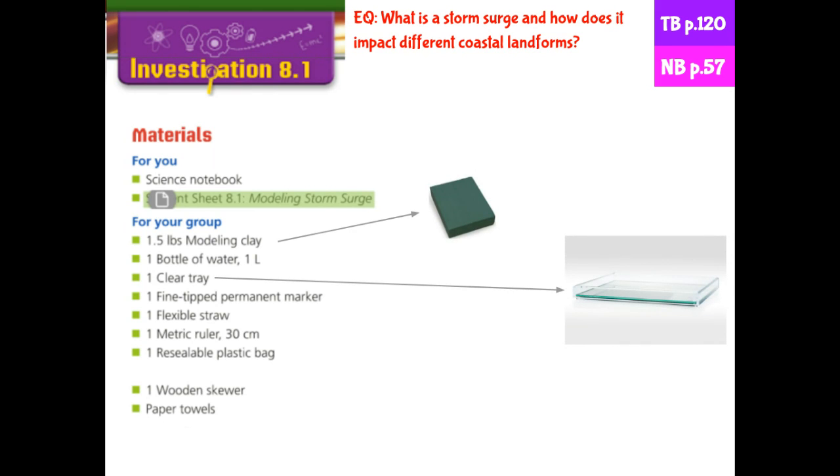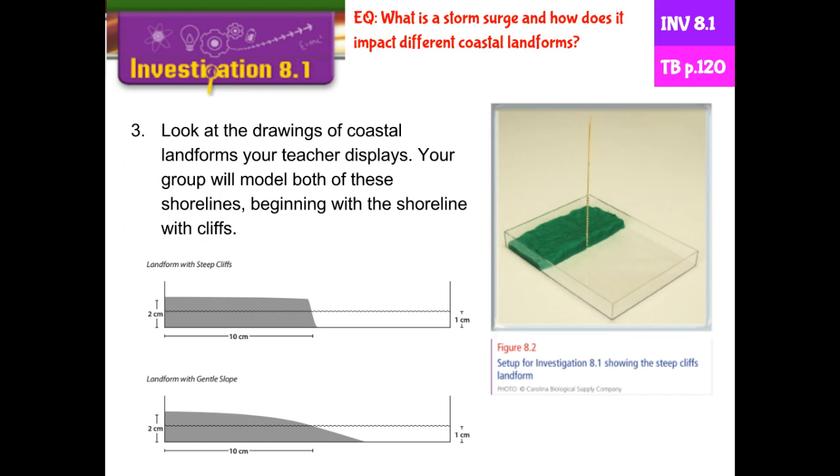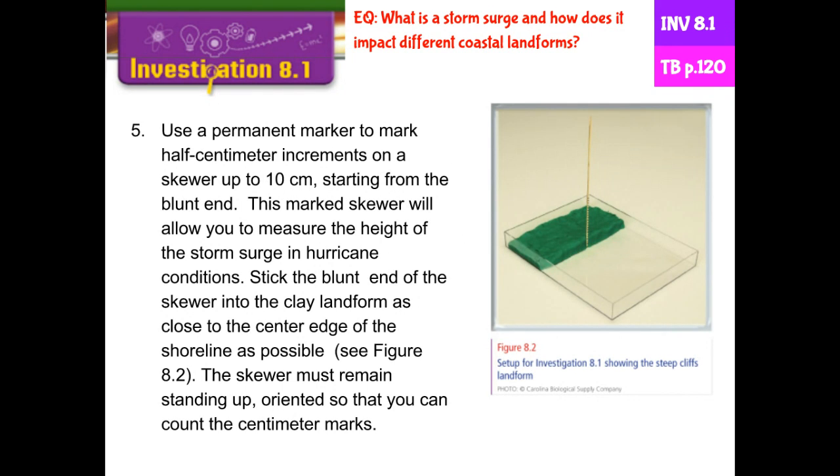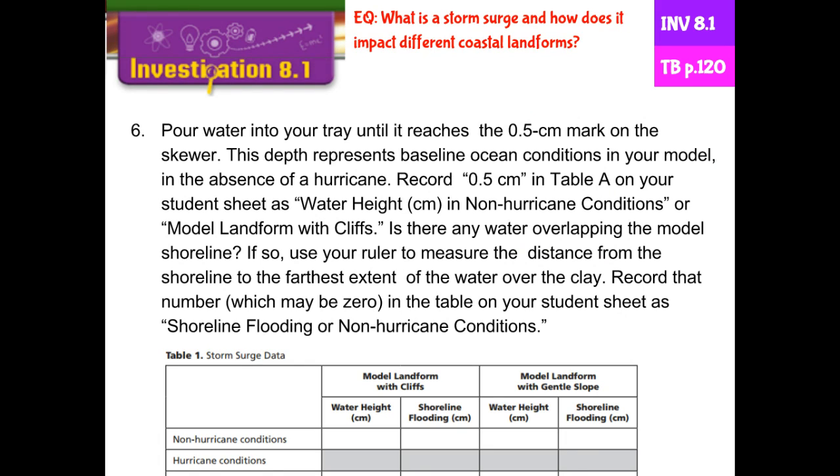We have modeling clay, we have a clear tray, and then we have some skewers with labels on them. So this should be done for you already, but we're going to have two different types of landforms, a steep cliff and a gentle slope. That should all be done for you, having the clay 100% set up. And you're going to use a permanent marker, which should also be done for you, to mark the skewers so you can measure how deep the water gets at the different levels. Then you pour your water in the tray, and you have a sheet that's going to keep track of how high the water went for each different test.